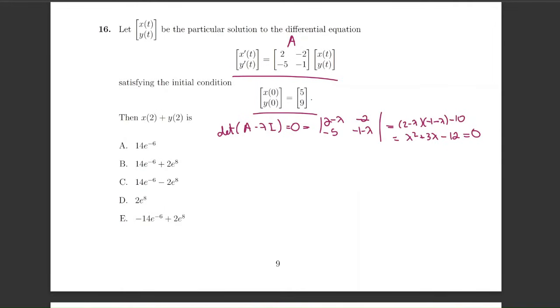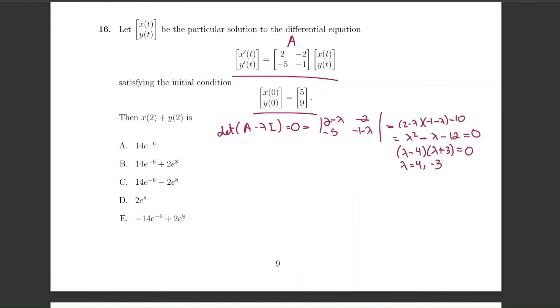Did I do that right? Wait. Oh, sorry. This should be minus lambda. Okay, and when we factor this out, we get lambda minus 4 times lambda plus 3 equals 0. Okay, so we know that our eigenvalues are 4 and -3.